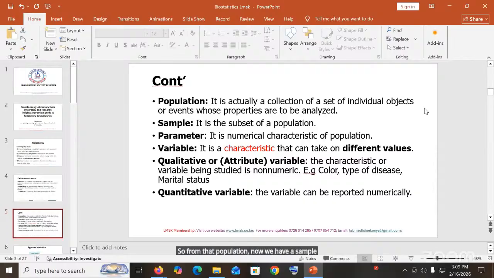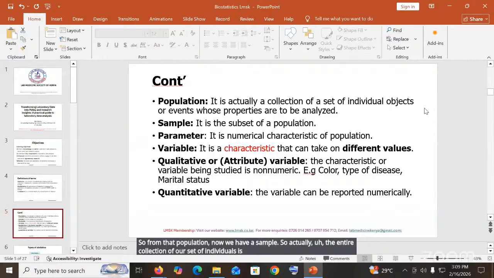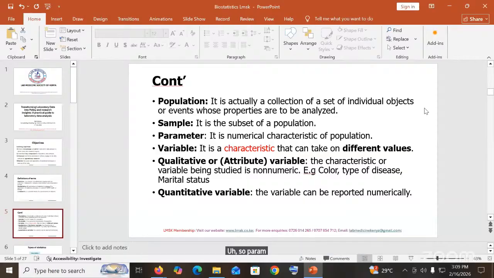So actually, the entire collection of a set of individuals is a population. But data analysis, we usually do out of a sample. And a sample should be a subset of a population, a representative subset of that population. So a parameter is actually the numerical characteristic of that population. And a variable is a characteristic that can take on different values.